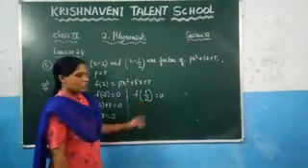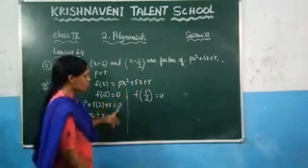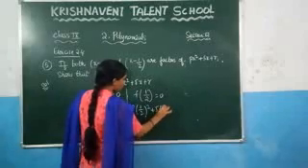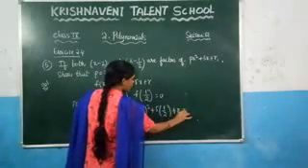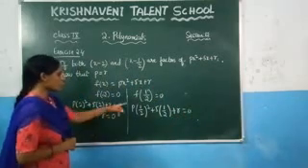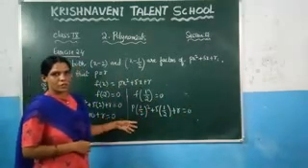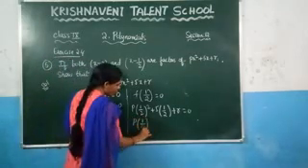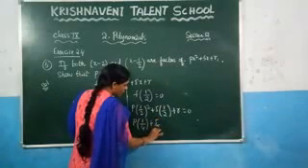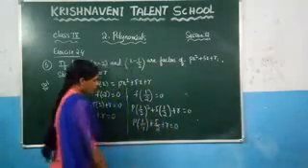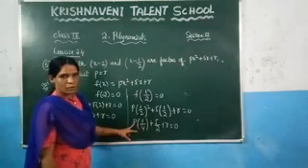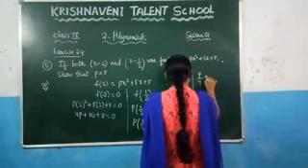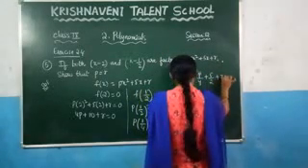Now solve this one. In place of x, you need to substitute 1/2. So you get p into (1/2) whole square plus 5 into 1/2 plus r is equal to 0. Now multiply this: 1/2 into 1/2 is 1/4. So you get p into 1/4 plus 5 into 1/2, which gives 5/2, plus r is equal to 0. Now p into 1/4 is p by 4, so we get p by 4 plus 5 by 2 plus r is equal to 0.